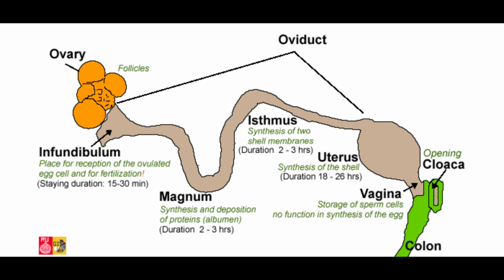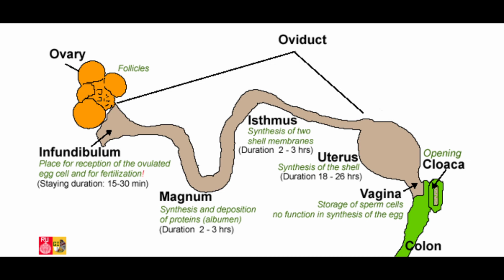The next section of the oviduct is the magnum. Magnum is 13 inches long. It is the largest section of the oviduct, as its name implies, magnum being the Latin word for large. The yolk remains here 3 hours, during which time the thick albumen or egg white forms.